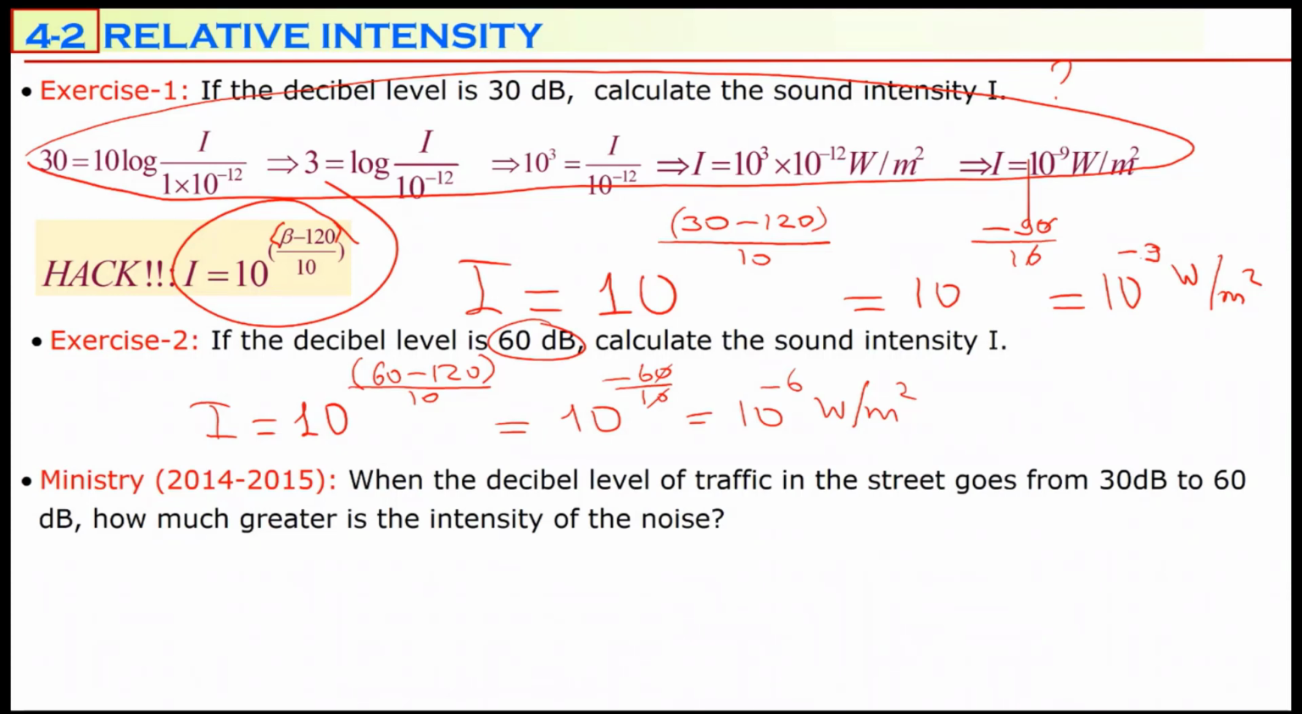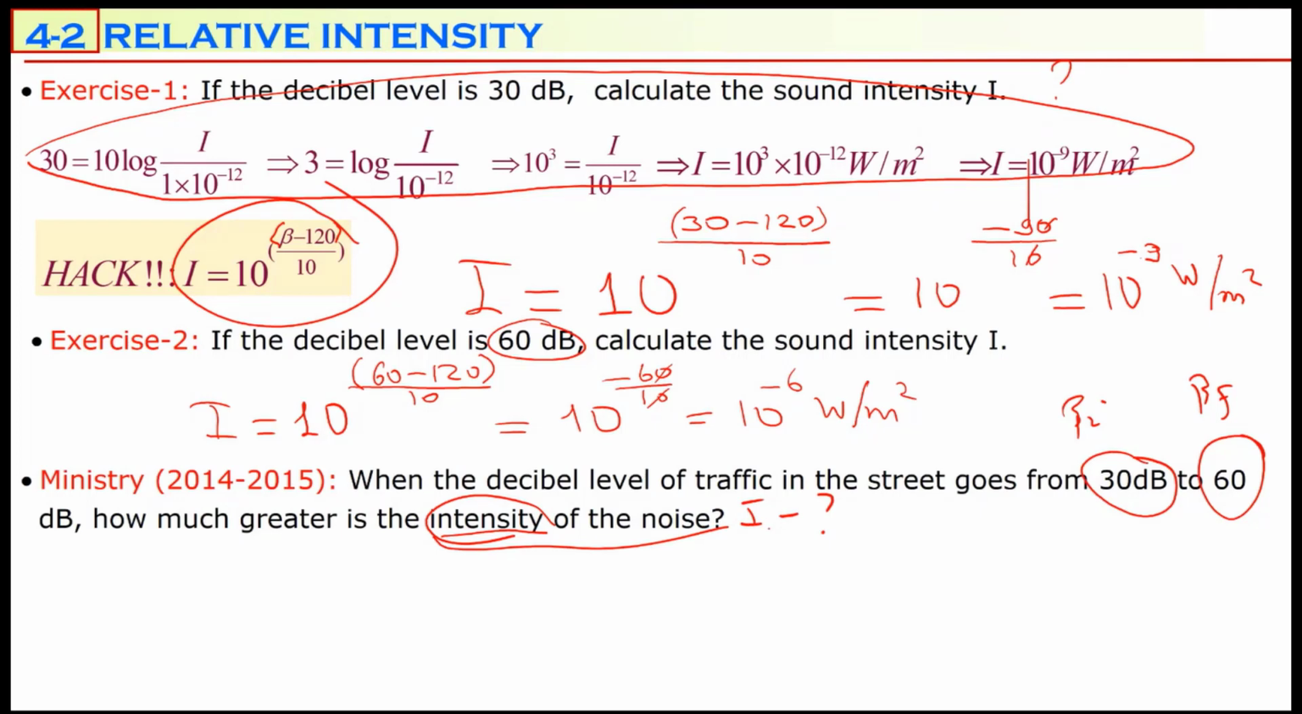In the ministry question of 2014 and 15, they asked this exam question. When the decibel level, that is beta, the relative intensity of traffic in a street goes from 30 decibel to 60 decibel, that is, it's increasing, as you see, loudness. So this is the initial decibel level. This is the final decibel level. How much greater is the intensity of the noise? Intensity of the noise means sound intensity or noise intensity. It's asking you, I increases by what factor?